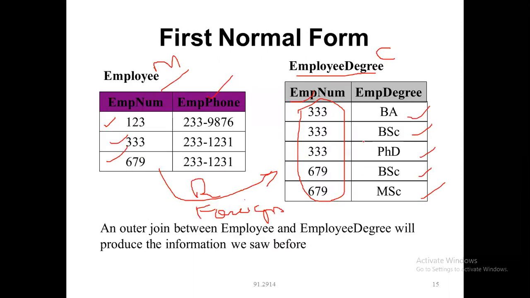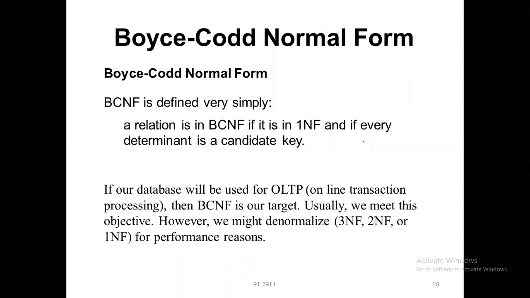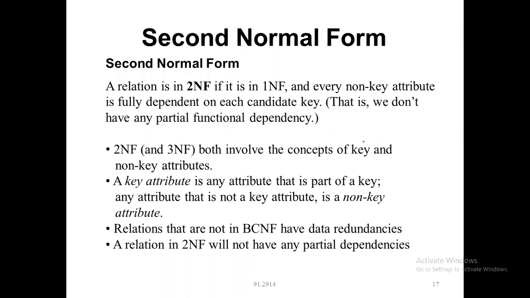Then coming to the Boyce-Codd normal form, it will come at the fourth level. Right now I will not tell this; I'll skip it and move to the second normal form. As I told, we have to follow the sequence: first normal form, then second normal form, third normal form, then the fourth one is Boyce-Codd normal form.